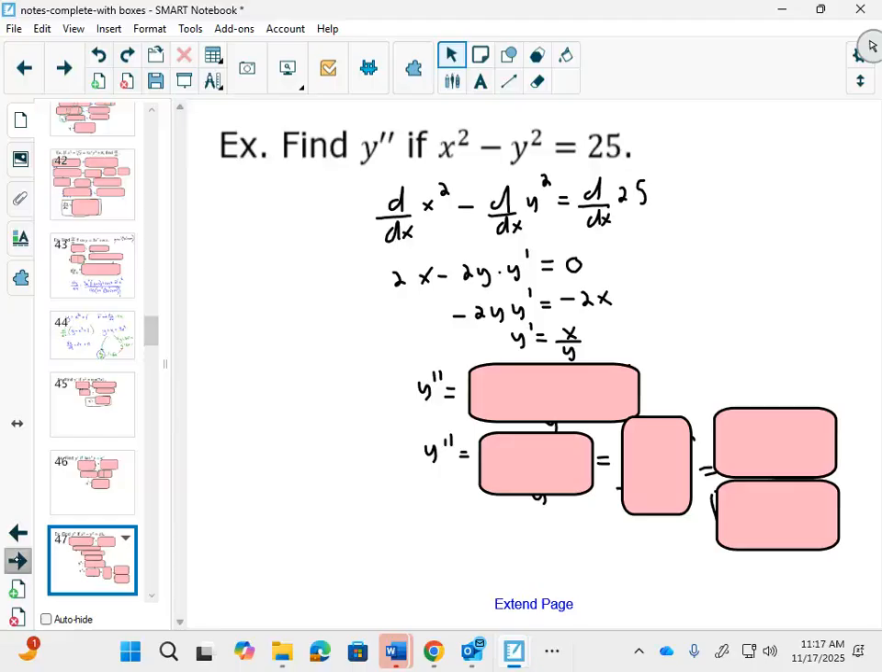So how would we find the second derivative? Well, we could use the quotient rule. Keep the bottom the same, derivative of the top. Keep the top the same. The derivative of the bottom would be 1, but then you'd still have to have a y prime after that because of the chain rule, over the bottom squared.